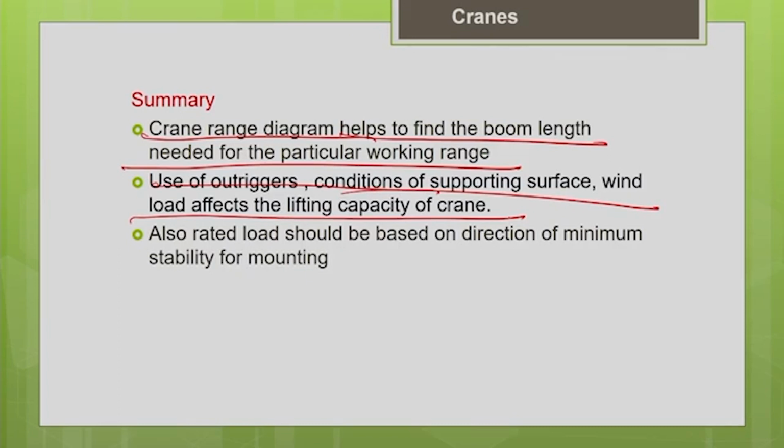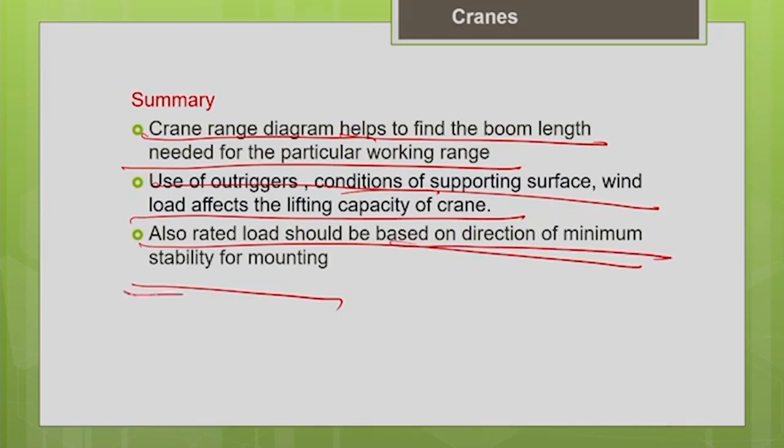Also, the rated load is based on the direction of minimum stability for mounting. That is what we discussed. As the crane boom shifts from quadrant to quadrant, you can see that the stability gets affected. The stability is more when the crane boom is at the rear end with respect to the carrier. There the lifting capacity will be more because the stability is more, but the rating of the crane is done based upon the direction of minimum stability for mounting. You have to take that into account.